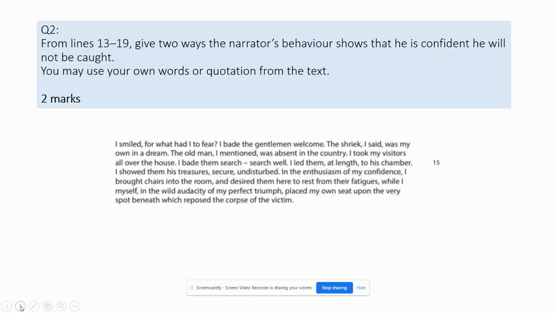Okay, question 2. Again, this is very typical in terms of its style, still using an extract from The Telltale Heart. From lines 13 to 19, give 2 ways the narrator's behaviour shows that he's confident he will not be caught. You can use your own words or quotation from the text. There's our extract. I've already marked it up ready for you. If you'd like to have a go at this question, pause the video and have a go at that just now.